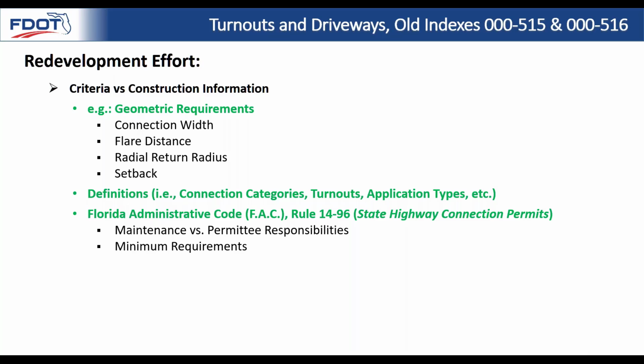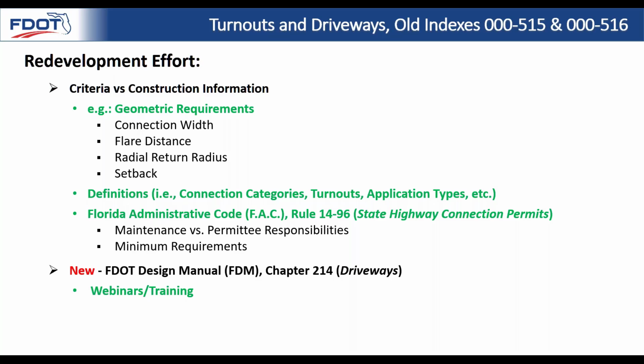And that's another place where there was some redundancy within the standard and the rule document, and those didn't necessarily match up in all cases. And so that was removed so it would allow the rule document to stand on its own. So again, the majority of the criteria information has been moved to a new chapter within the FDM, Chapter 214. And as also mentioned before, there will be a new webinar series posted for the FDM changes, and a new webinar for Chapter 214 will be posted very soon.